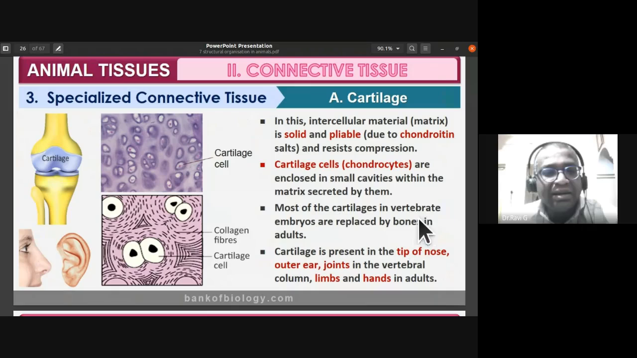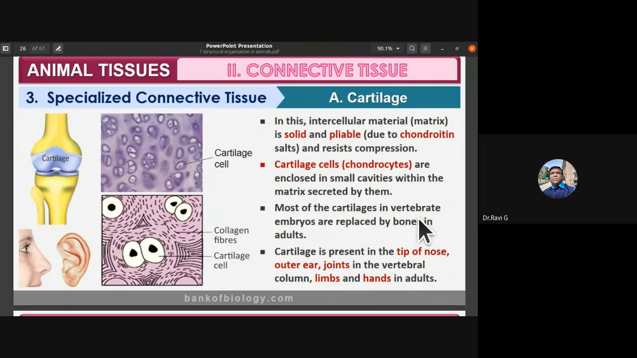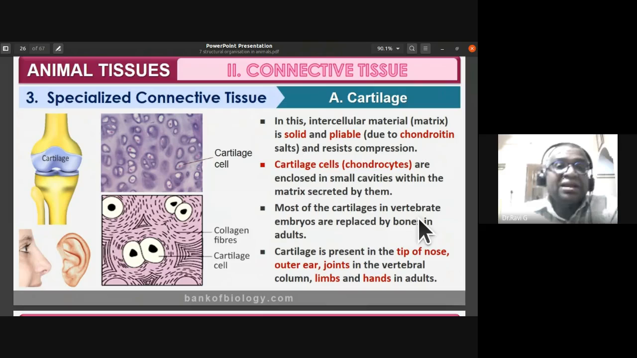There are different types of cartilage that are not discussed much in your present syllabus. There are hyaline cartilage, elastic cartilage, and fibrous cartilage. Fibrous cartilage is densely made up of collagen fibers in the matrix. So where are the cartilages located?